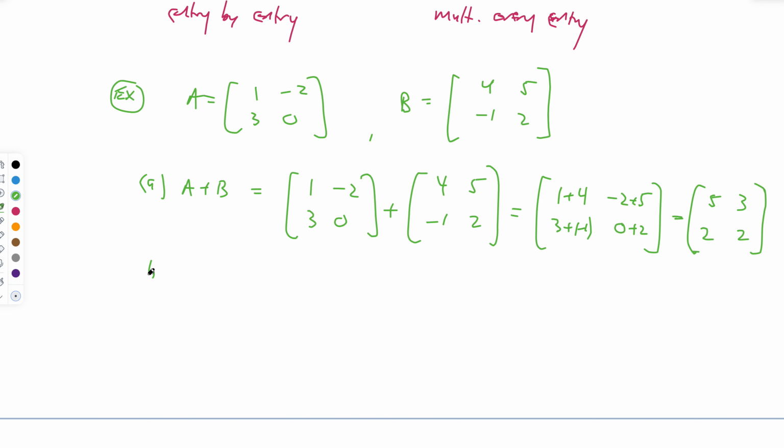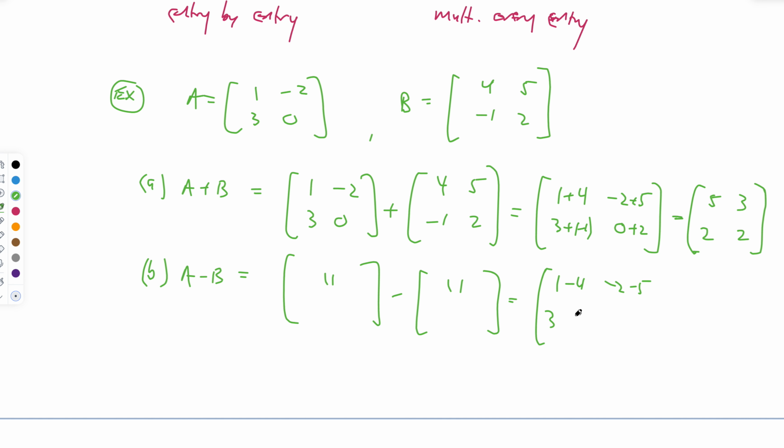Okay, so you add entry by entry. If I were to subtract, same process, right? So you take this matrix minus this. I'm not going to fill these out. We can just make a copy here, right? This would be 1 minus 4, -2 minus 5, 3 minus 1, and then 0 minus 2. So in the end, you'd get what? -3, -2 minus 5 is -7, 3 minus -1 would be 3 plus 1, 4, and 0 minus 2 would be -2. Okay, so that would be my subtraction.